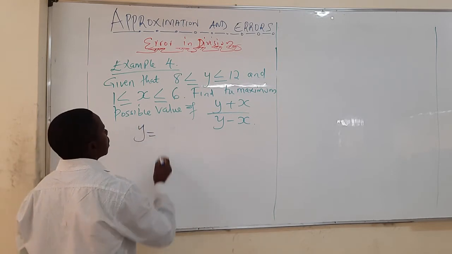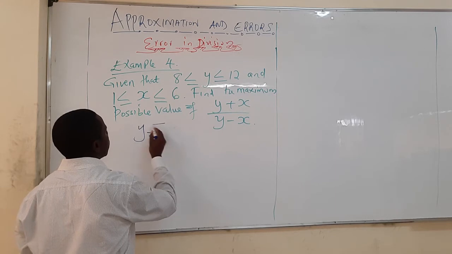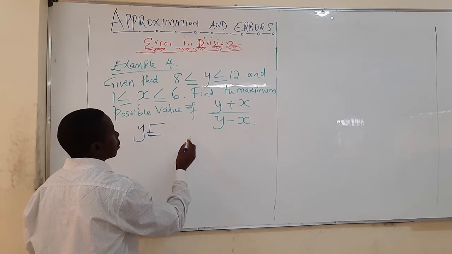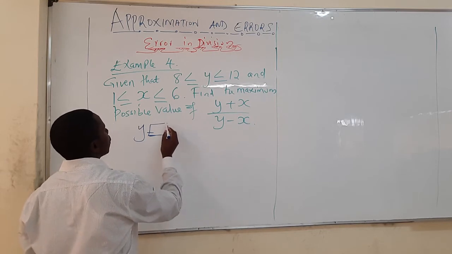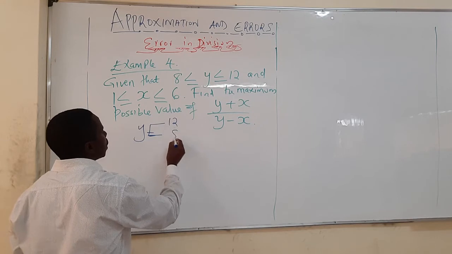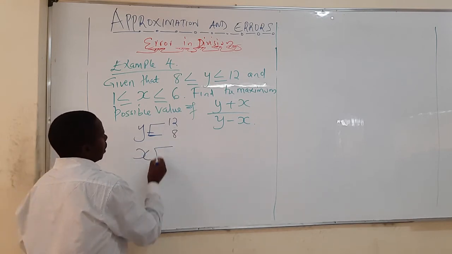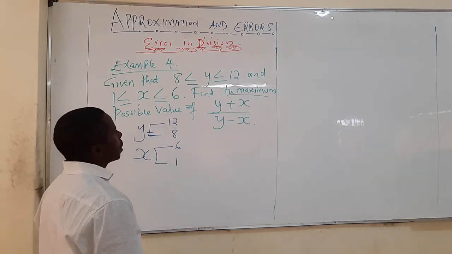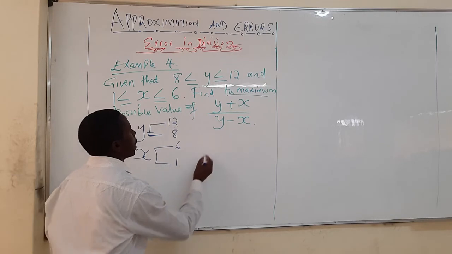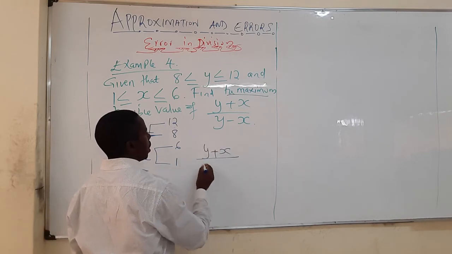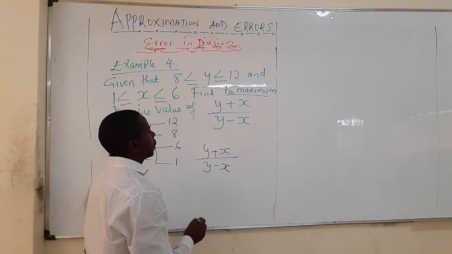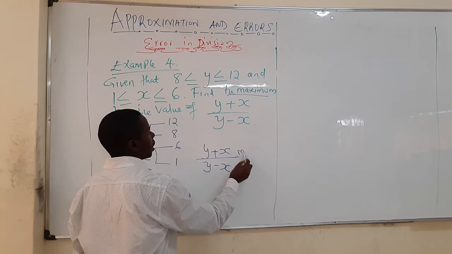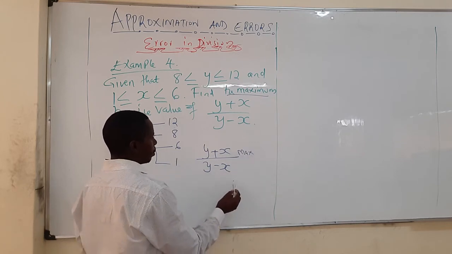Y, we've been told, is greater than or equal to 8 and less than or equal to 12. So the maximum value for y is 12, and the minimum is 8. For x, the upper limit is 6, and the lower limit is 1. So we want to get the maximum value of y plus x over y minus x. For us to get the maximum value in division, the numerator should be maximum, and the denominator should be minimum.